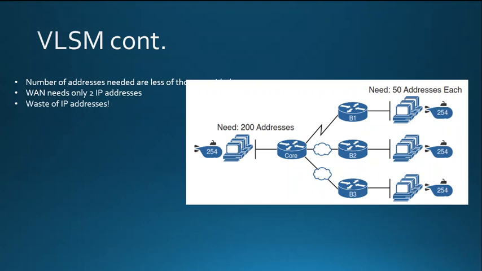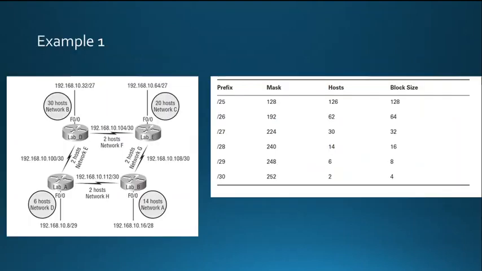But where the number of addresses needed is less than what is in the table, for example one link needs only 2 IP addresses, we waste a lot of IP addresses. As you can see, for this network we only need 2 addresses, and on the other side we only need 50. As you can see, it would be a waste if you used them all. That's why we use VLSM.